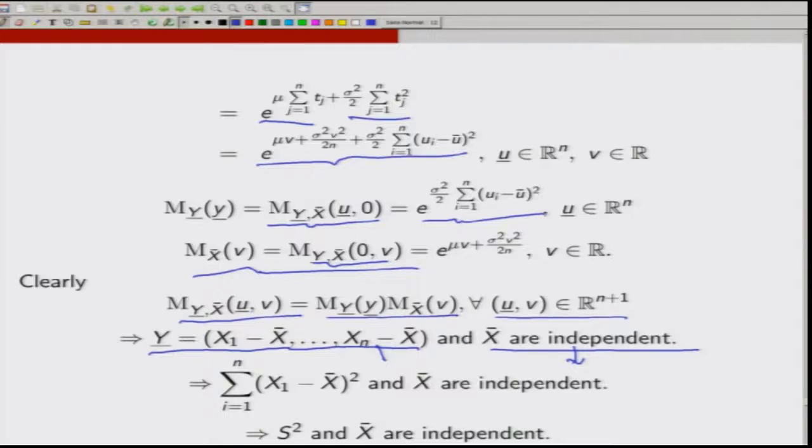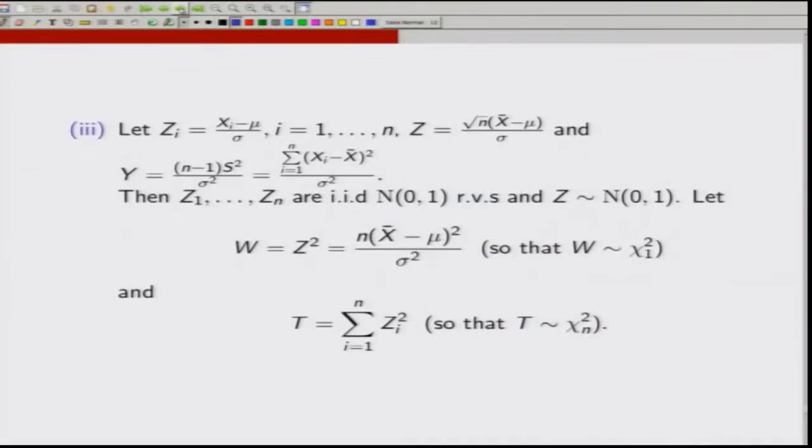In particular, summation i equal to 1 to n xi minus x bar whole square and x bar are independent. But s square is nothing but a function of this, so that means s square and x bar are independent. So that proves that s square and x bar are independent. X bar has a normal distribution.